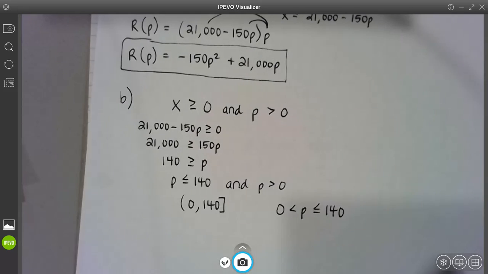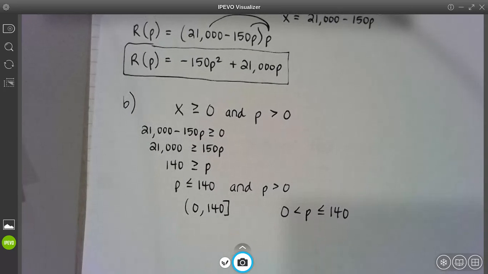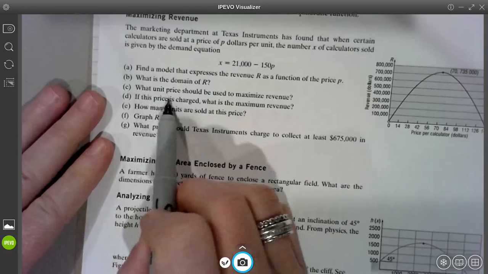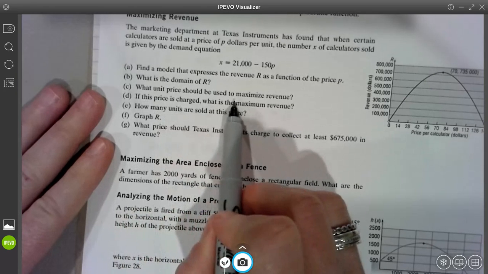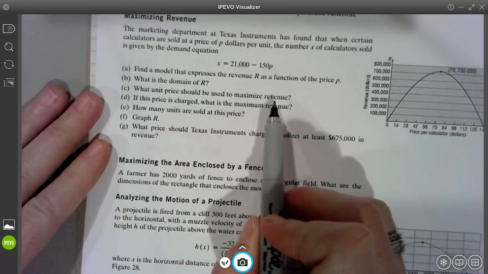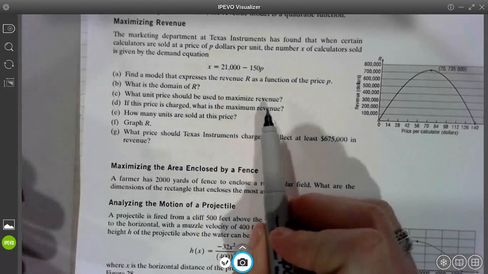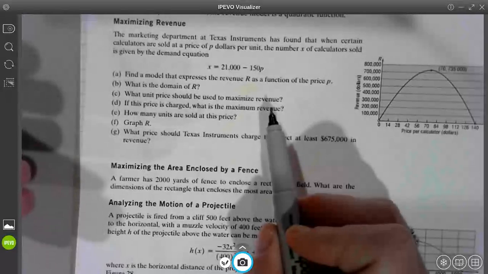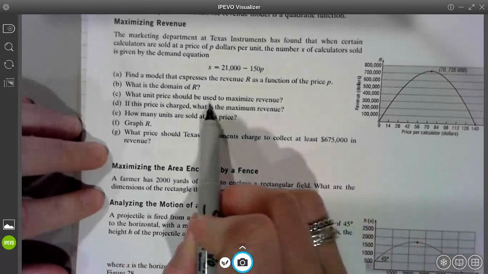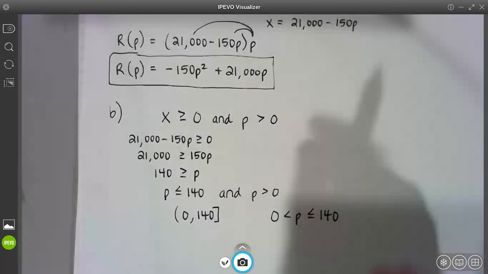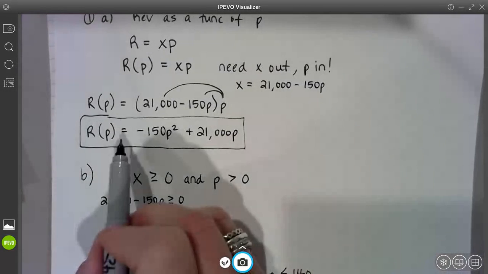Okay, all right, let's go to part C. Part C says, what unit price should be used to maximize revenue? Well, guys, remember the way this function works. Price goes in as the X coordinate and revenue comes out as the Y coordinate. So they want to know what price should be used to maximize the revenue. Well, if you look at the equation that we wrote to represent the revenue, guys, it's this.